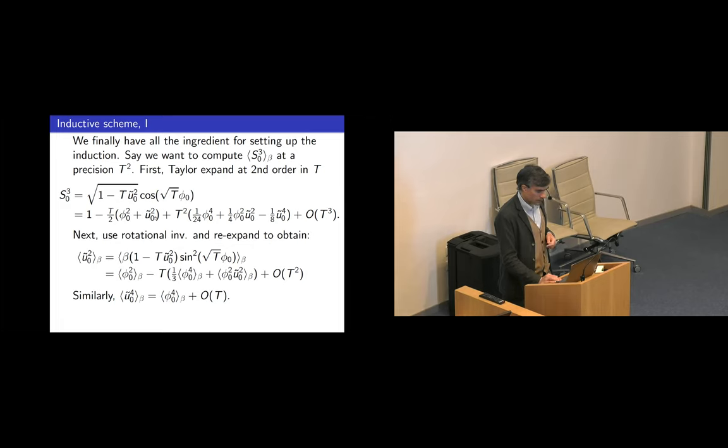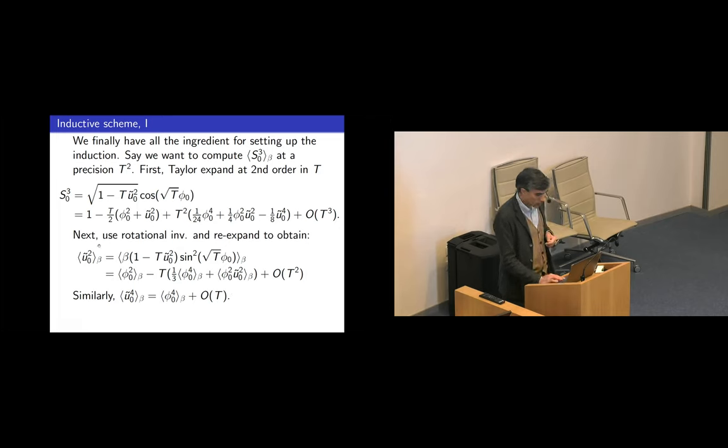Here, these terms you can slightly simplify using rotational invariance. So the average of U tilde squared can be rewritten in terms of the average of observables involving phi zero. Using rotational invariance, you immediately get that the average of U tilde squared is the average of phi zero squared plus these terms, the average of phi zero to the fourth, phi zero squared, U tilde squared. And similarly, the average of this is the average of phi zero, up to higher order terms.